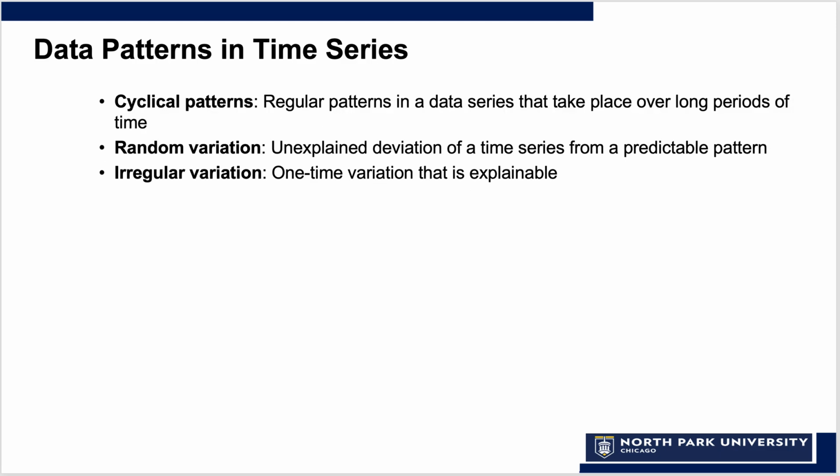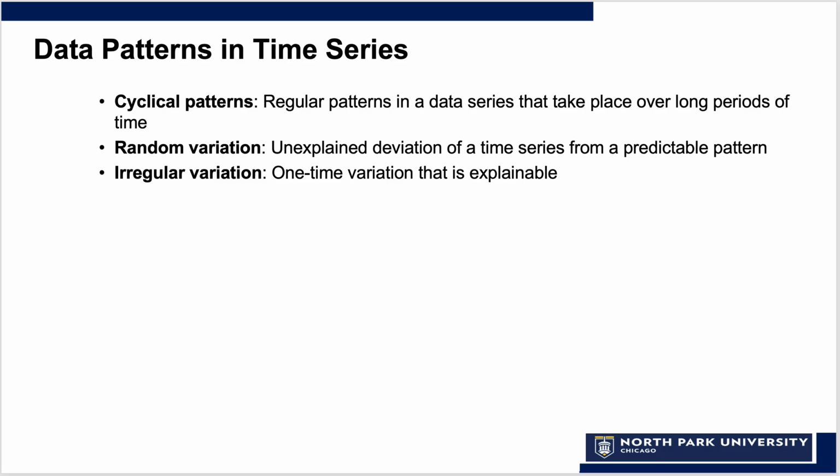Then you could look at cyclical patterns. These are regular patterns in a data series that take place over long periods of time. The best example I could give you for that is when I first started working in the auto industry, it seemed to have a 5-year cycle. If you had a boom year in year one, somewhere around year 3, you would have a down year. Year 2 would be a little bit less than the boom year. Year 3 would be the pits, maybe year 4, and then year 5 would come around, and then year 6 would be kind of the same as year 1.